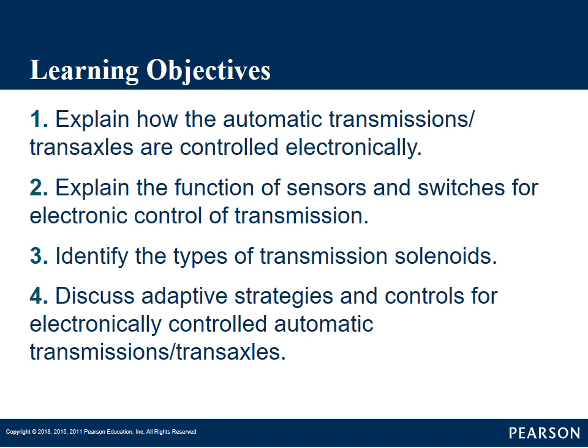Basic objectives of the class: we're going to explain how these automatic transmissions and transaxles are controlled electronically. We're going to explain the different functions of the sensors and switches. We're going to talk a little bit more about the types of transmission solenoids. And then we're going to get into adaptive strategies, and that's how these transmissions adapt to wear or different conditions that they're faced with.